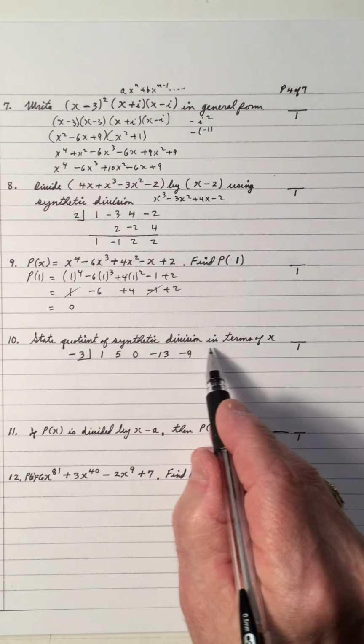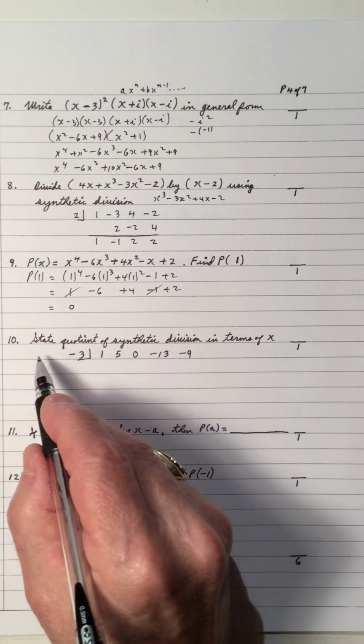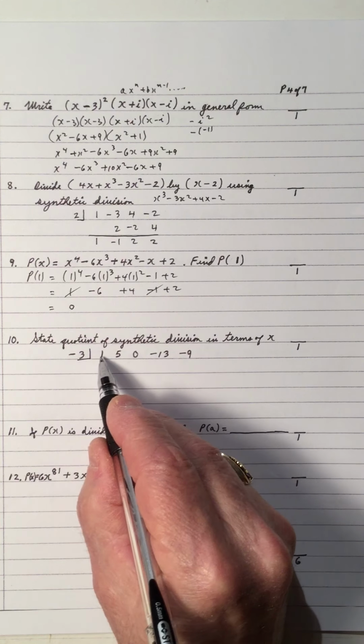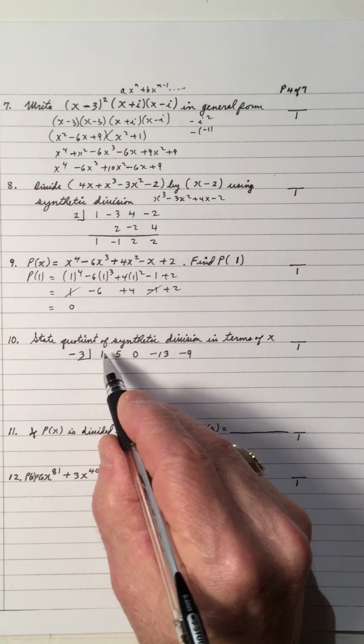Take the quotient of the synthetic division in terms of x. So this is an x plus 3 divided into, this is constant, x squared, x cubed, x to the fourth.